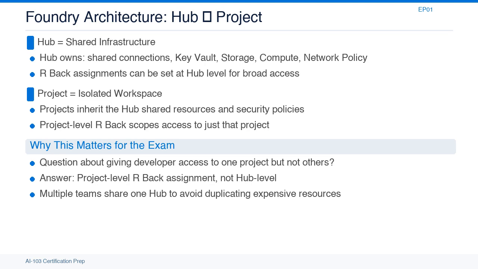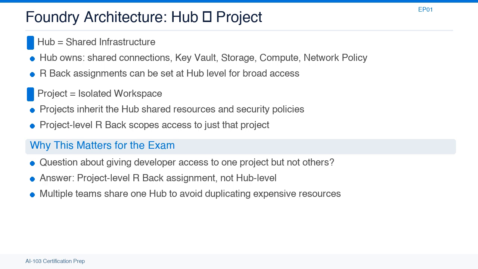Understanding the Foundry hub and project hierarchy is critical for both Domain 1 and 2. A hub is the top-level container. It owns shared infrastructure like Azure Key Vault, storage accounts, compute clusters, and network policies. Under each hub, you create 1 or more projects. A project is an isolated workspace for a team or workload, but it inherits the hub's shared connections and security policies. This design matters for the exam because RBAC can be assigned at either level.